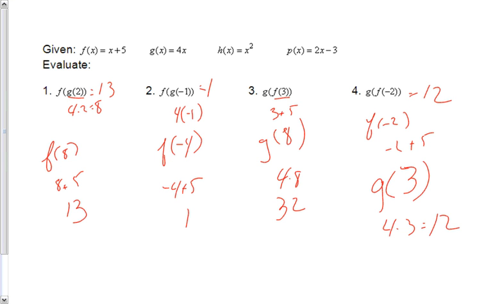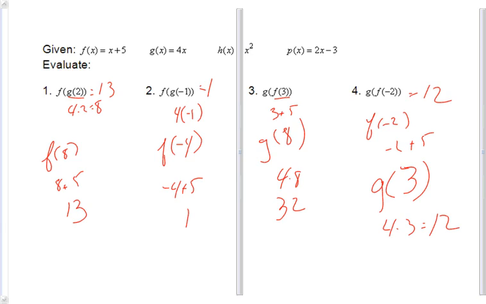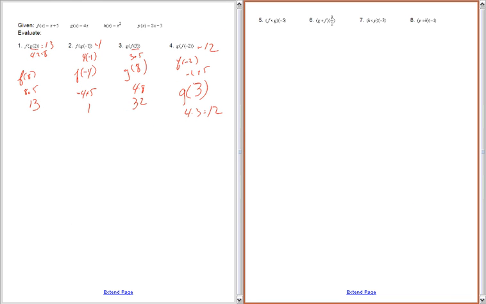So I'm going to split the page so I can see what I got formula-wise. If it lets me, there we go. So I need f of g of negative 5. Well, f of g of negative 5 is the way I look at it. G of negative 5. G is 4 times x. So 4 times negative 5 is negative 20. And now I need f of negative 20, which is negative 20 plus 5, which is negative 15.